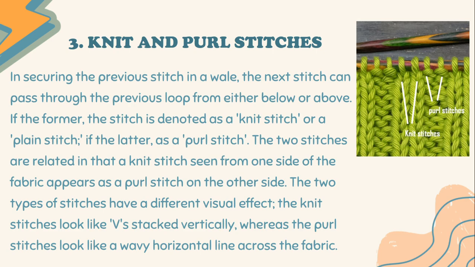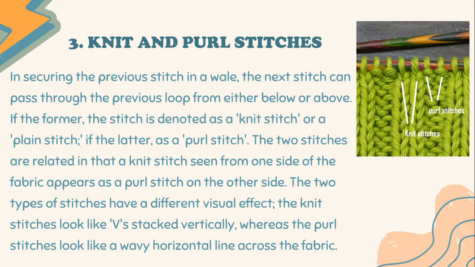Knit and purl stitches. In securing the previous stitch in a wheel, the next stitch can pass through the previous loop from either below or above. If the former, the stitch is denoted as a knit stitch or a plain stitch, if the latter as a purl stitch. The two stitches are related in that a knit stitch, seen from one side of a fabric, appears as a purl stitch on the other side.